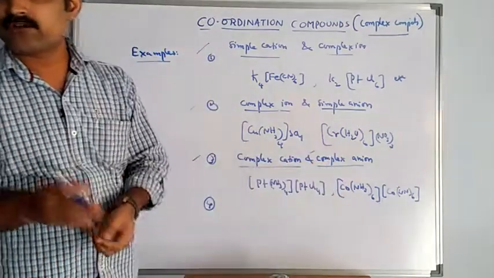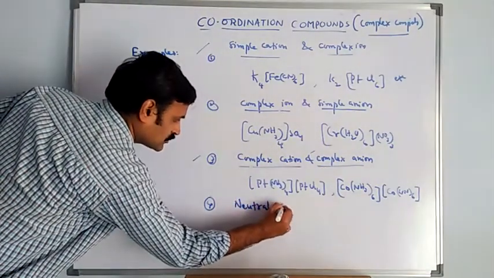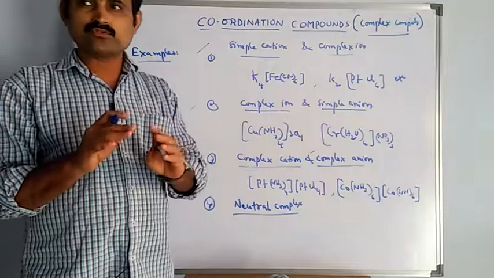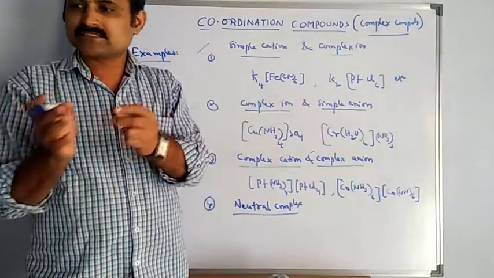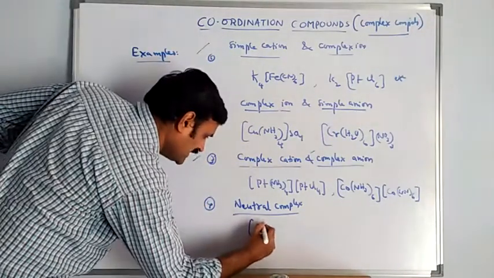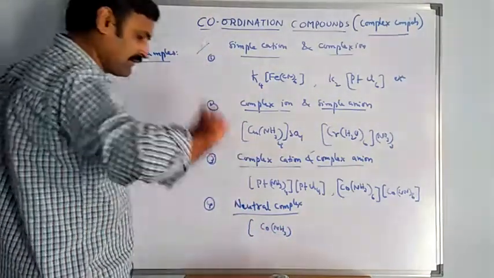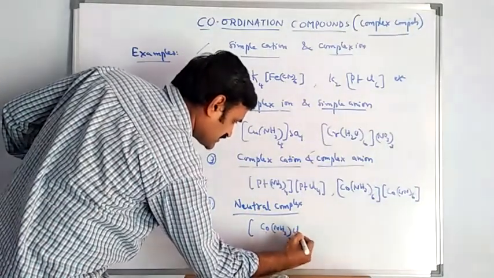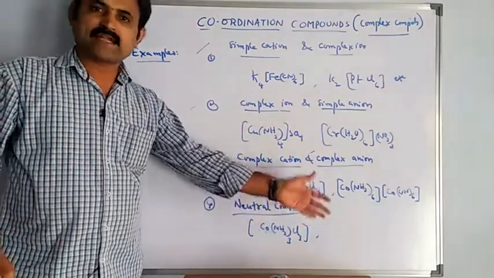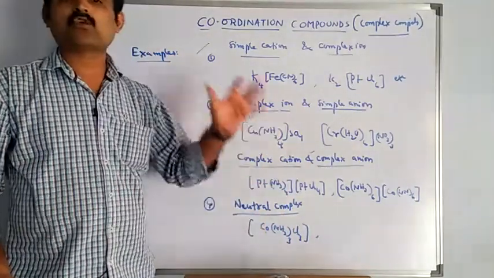In this last example we have neutral complex compounds. Neutral complex compounds means we are not going to differentiate what is anion and what is cation. In this case, we are going to write only one square bracket without saying any cation or anion. [Co(NH3)3Cl3]. So outside the square bracket nothing is there. In this example, the complex compound is called a neutral complex compound.